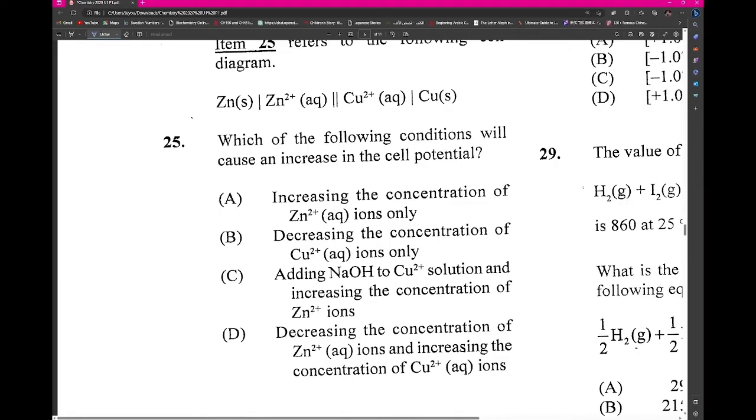Alright, which of the following conditions will cause an increase in the cell potential here?